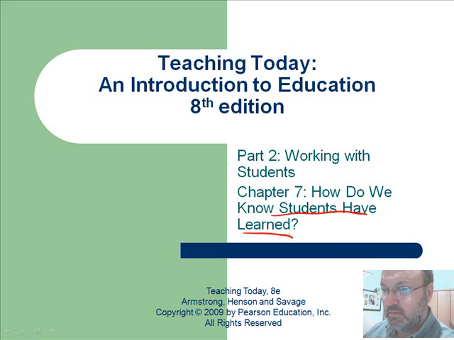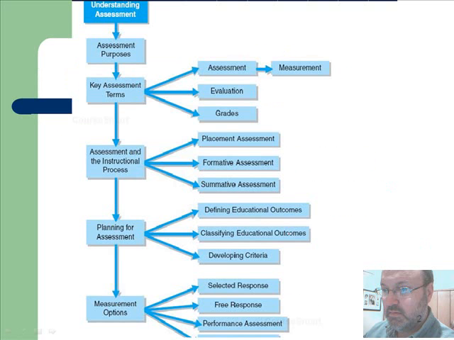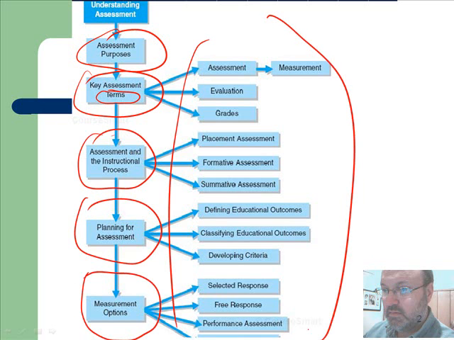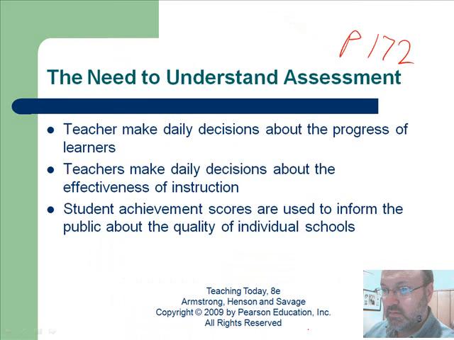What if students learn? How do you know they've learned? This is just out of your textbook. It's kind of how it's laid out, but we're going to talk about the purposes and then some of the key assessment terms, which you've done or will be doing in your definitions, and then that process and how do we plan it and what are some of the options. And that's how this is laid out. And these are some of the terms and things that I want you to be somewhat familiar with at the end of this chapter. It starts on page 172.